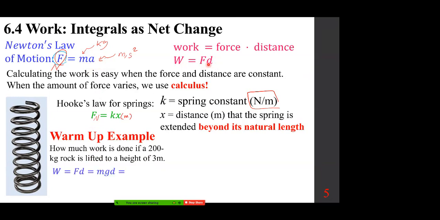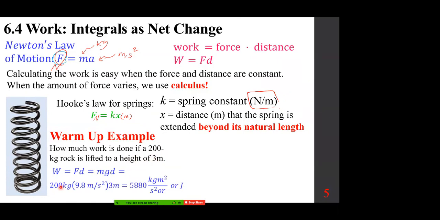Class, one more time. W is F times D. Instead of F, we use MA. Because you're dealing with the weight, A is the same as G, remember that. G is the acceleration due to the gravitational force. Just plug in. M is 200. G is 9.8 meters per square second, roughly, and the height is given, 3 meters.